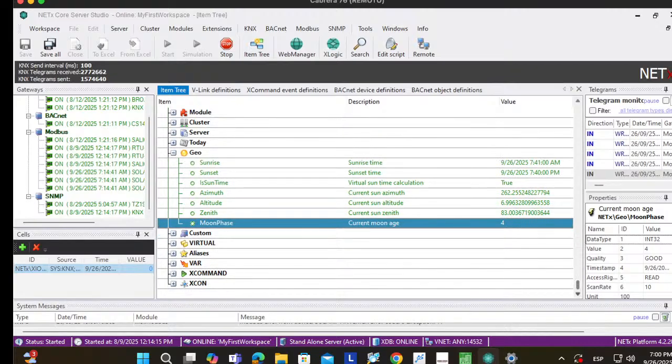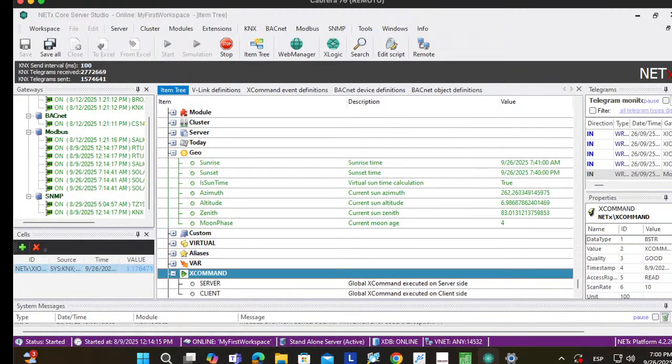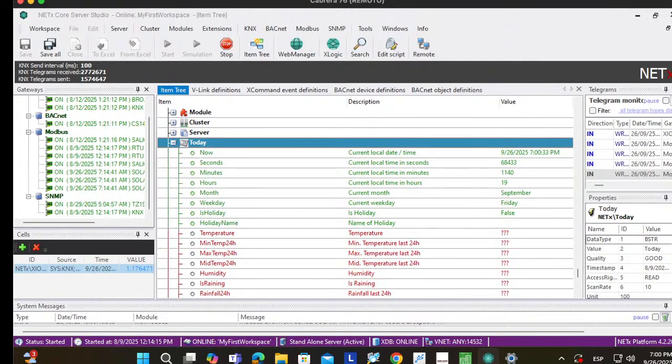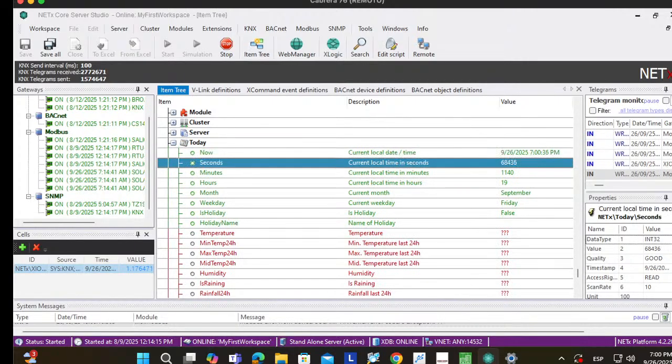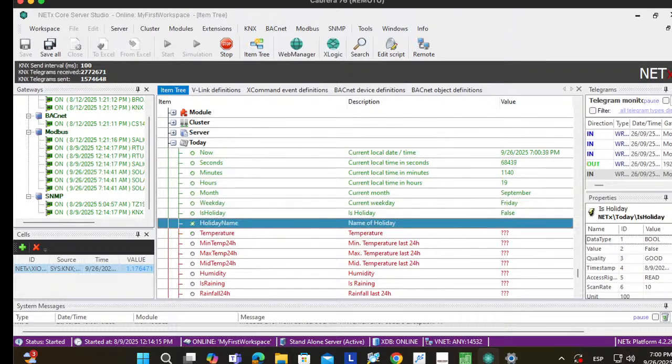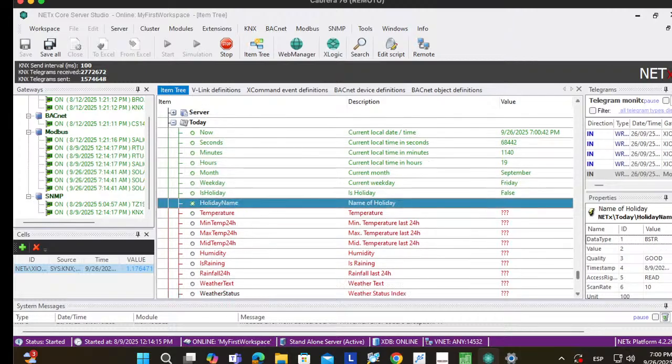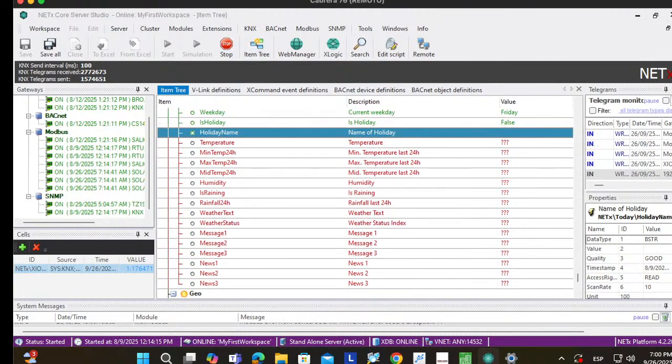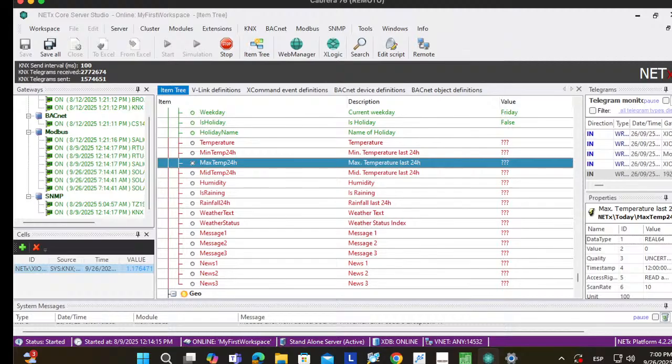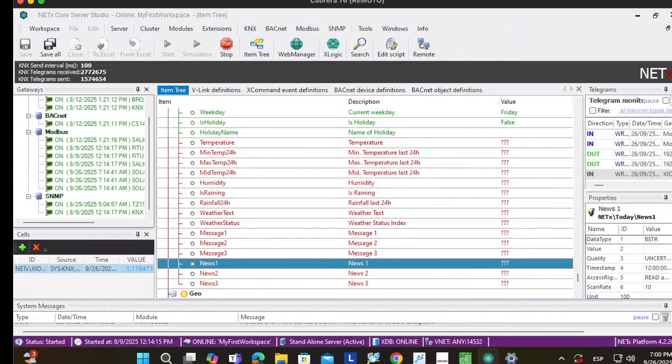We can also have a lot of functions here, virtual variables and many things. Let me finish with this screen with the item tree. This is the information from today, so this is a real BMS. We can also have holidays. We can also store some temperatures. I'm not using this functionality, but we can store it in the server, and we can even get news. I can connect to some RSS server and get information in real time.